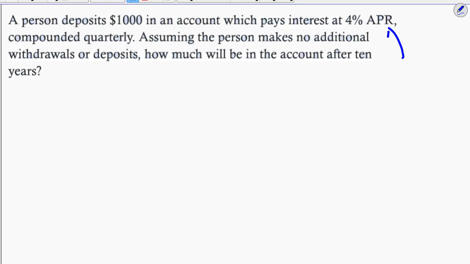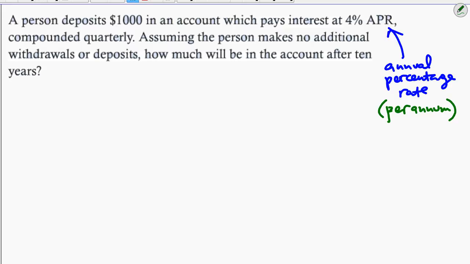Now APR means annual percentage rate. Some books call it percentage per annum, so it's the same as per annum. I'm sure you've seen this before in your previous math courses. So that is our yearly percentage rate, compounded quarterly.